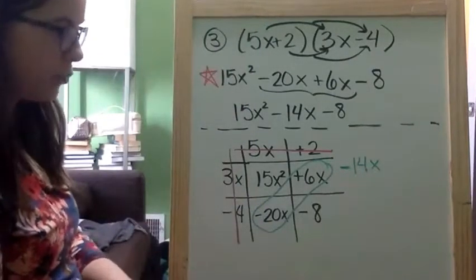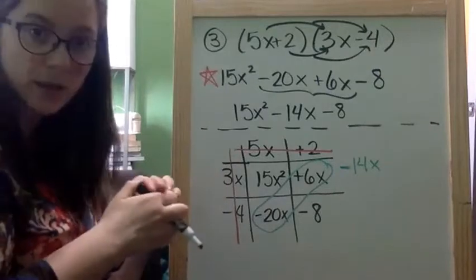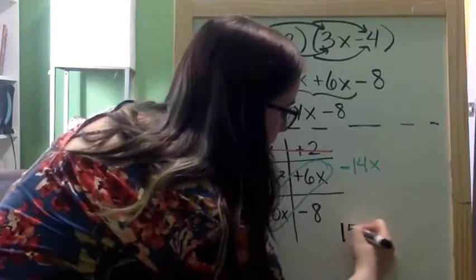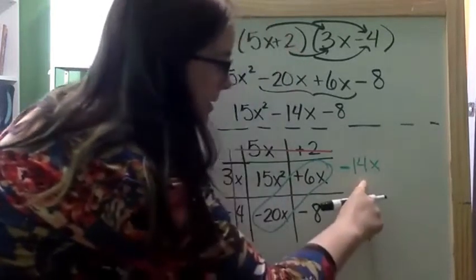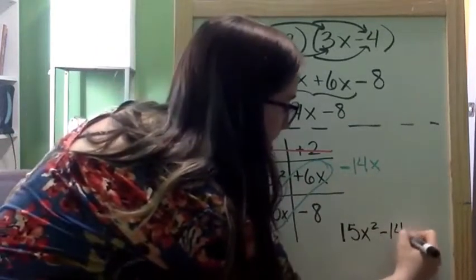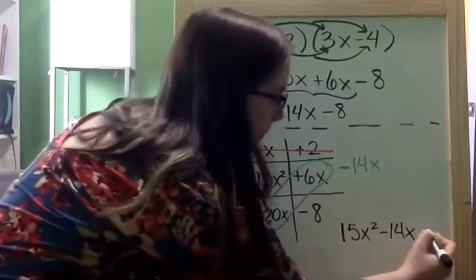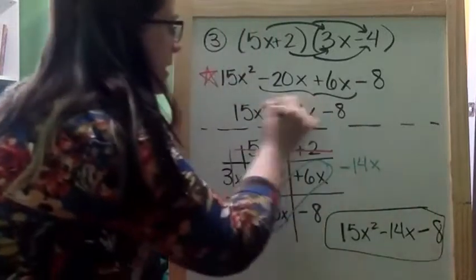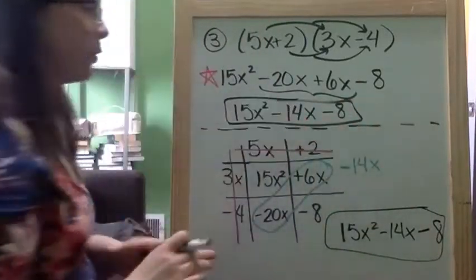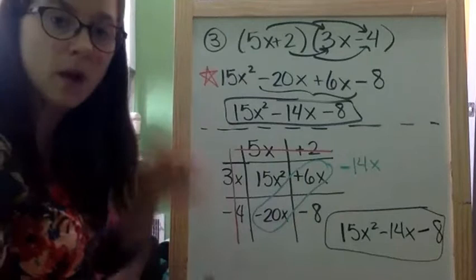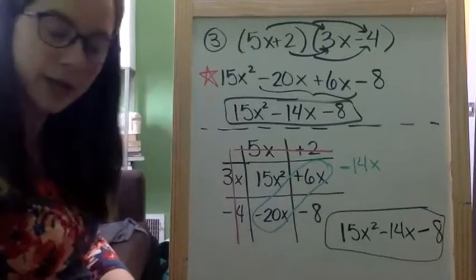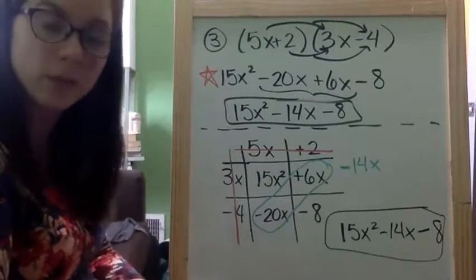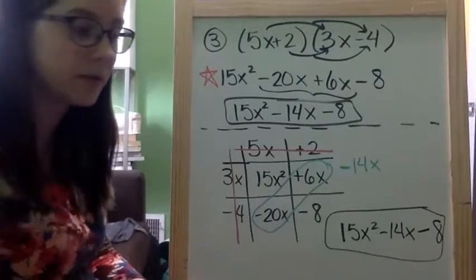And then I just need to write out my answer, always starting with the largest exponent. So I would have 15x squared minus 14x minus 8. And notice again here, it doesn't matter which of those methods we use, as long as we do all of the math accurately, we are getting to the same answer because we did the full distribution for both of those.